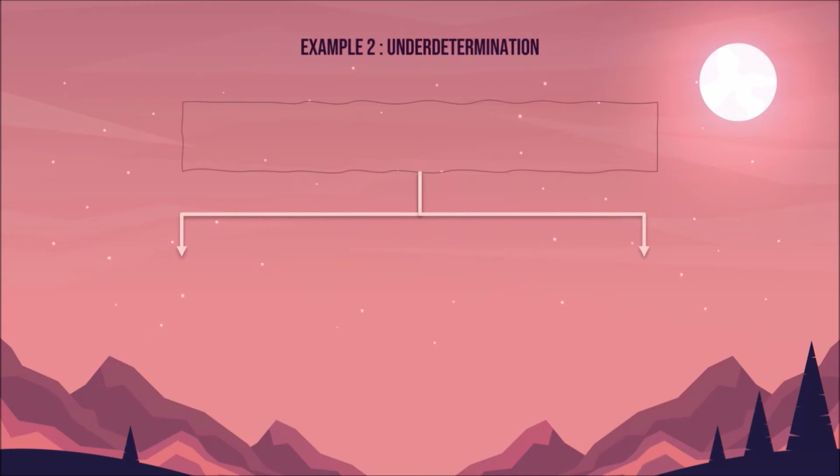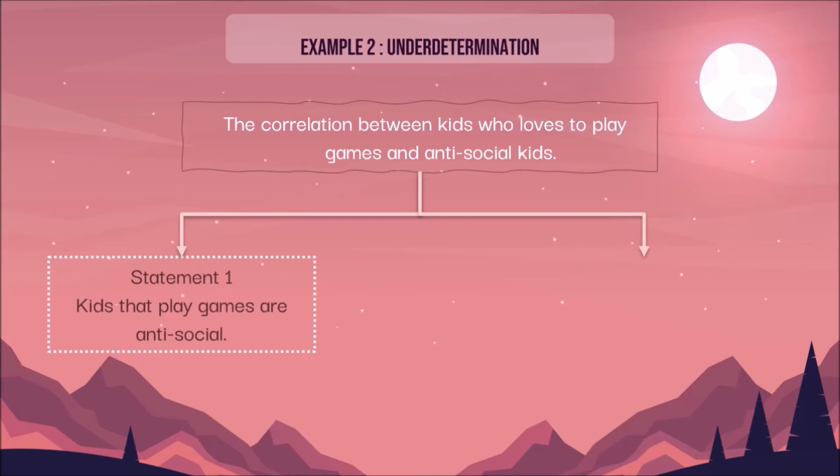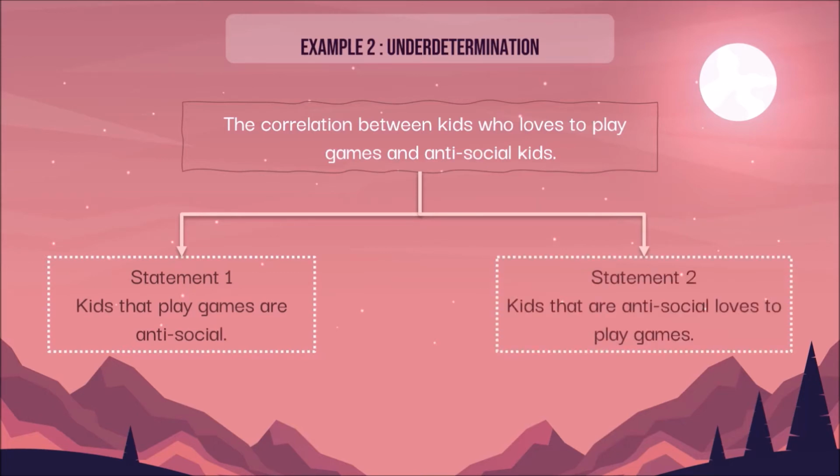Next, example 2 of underdetermination. The correlation between kids who love to play games and antisocial kids. Statement 1: kids that play games are antisocial. Statement 2: kids that are antisocial love to play games. Both statements may be true or may be false, since there might be another factor that affects each, such as neglect of parents.